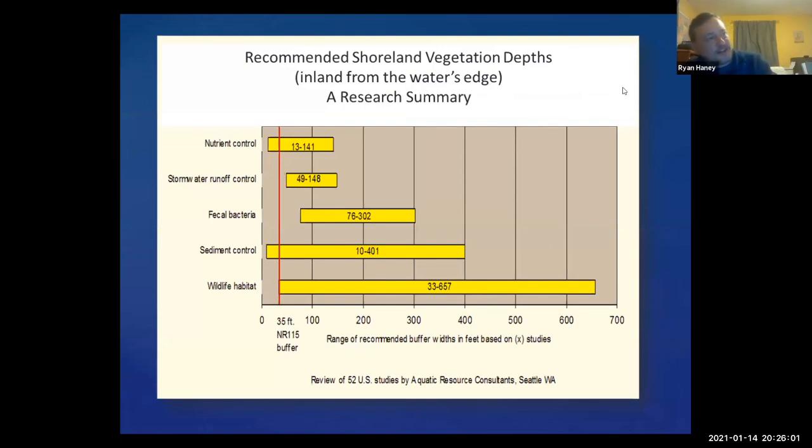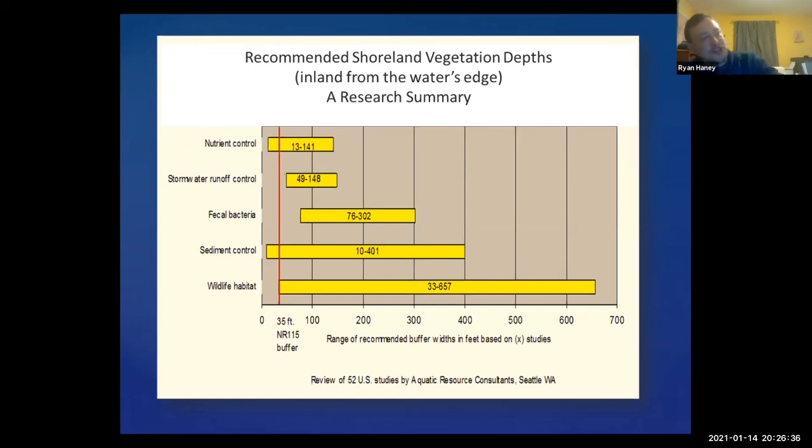Just to give you some perspective here, this is a combination of a whole bunch of different studies that show the amount of shoreline buffer that would be required for different objectives. So nutrient control, anywhere from 13 to 140 feet of shoreline buffer is required. Stormwater runoff starts at 50 feet. Fecal bacteria, 75 feet. Sediment control, anywhere from 10 to 400 feet. And I always say the wildlife, they'll take whatever they can get.